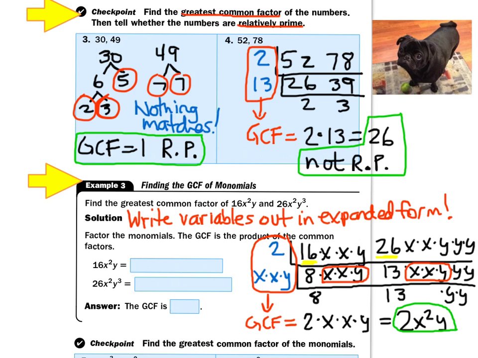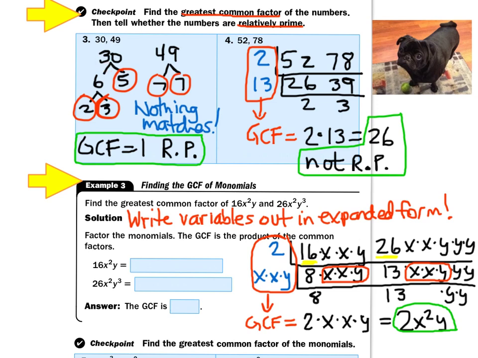Okay, so take a look at the checkpoint. Find the greatest common factor of the numbers. Tell whether the numbers are relatively prime. Take a look at 3. So 30 and 49. Since I couldn't think of something right away that went into both, that's when I'm going to do prime factor trees.